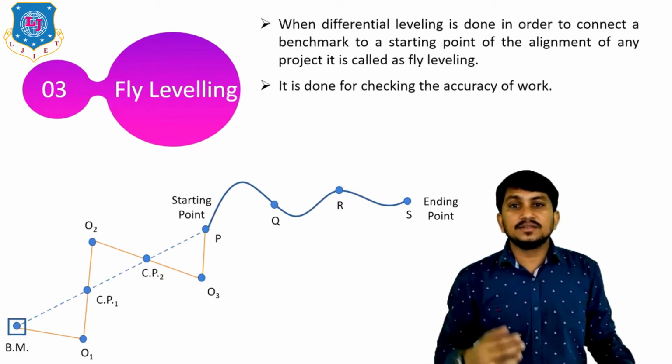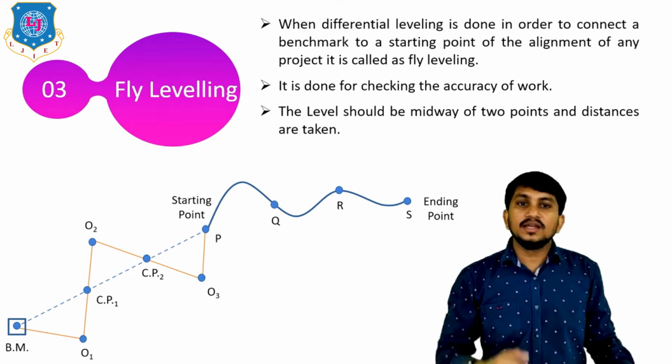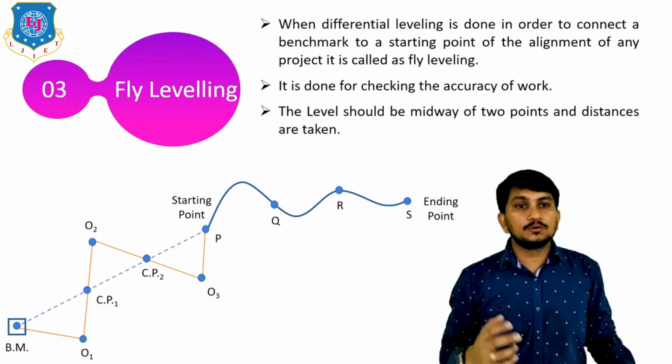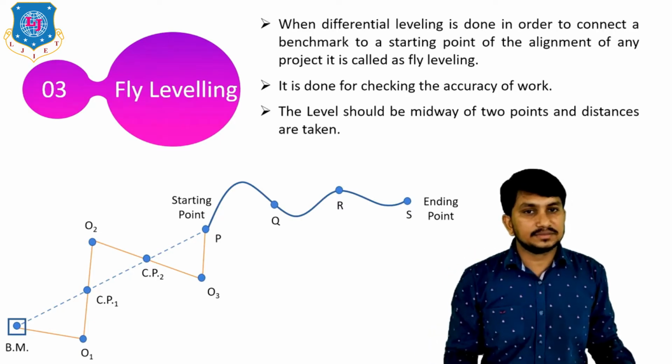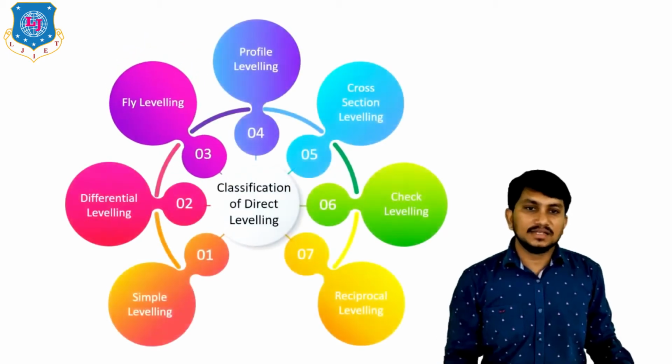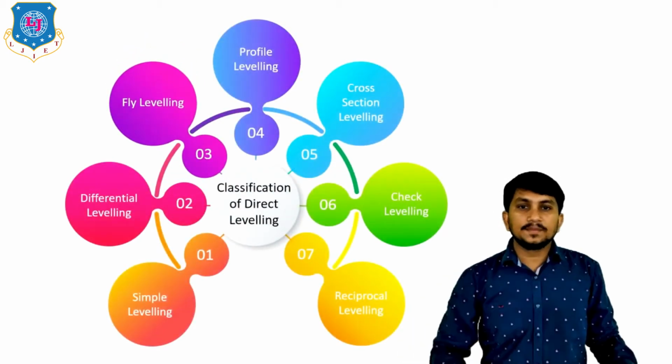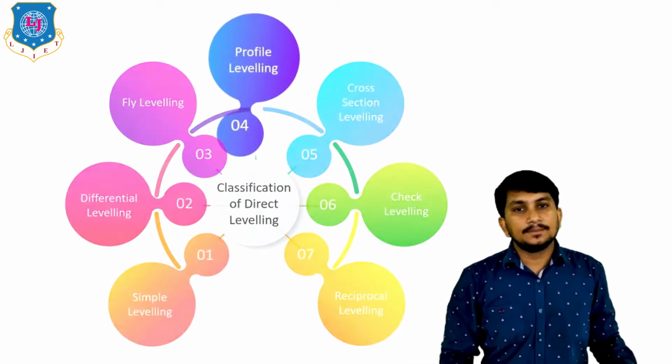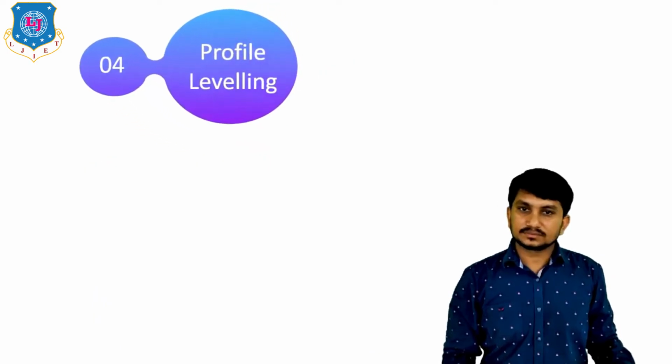It is done for checking the accuracy of the work. Okay, the level should be midway between the 2 points and distances are taken. Okay, this is called fly leveling. Now let's move to the fourth type of leveling, which is profile leveling.